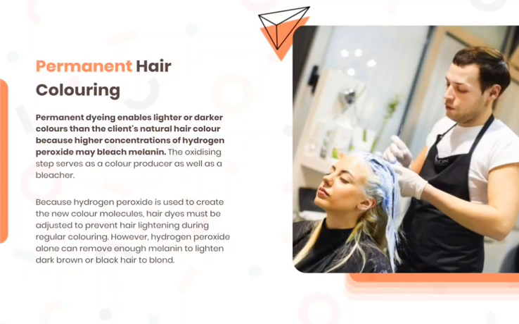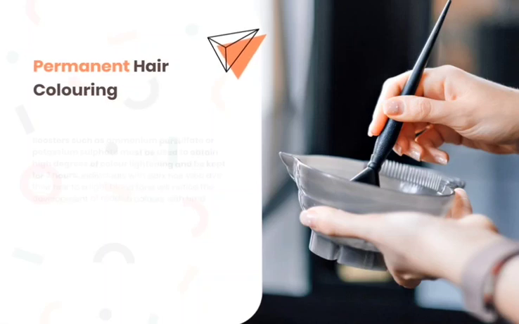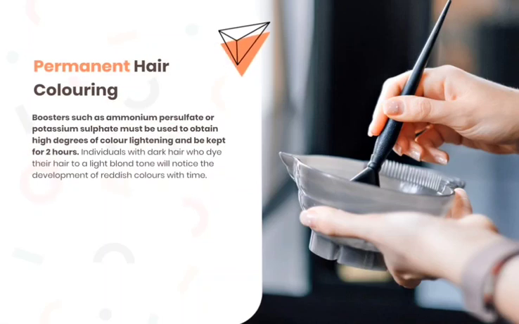Because hydrogen peroxide is used to create the new color molecules, hair dyes must be adjusted to prevent hair lightening during regular coloring. However, hydrogen peroxide alone can remove enough melanin to lighten dark brown or black hair to blonde. Boosters such as ammonium persulfate or potassium sulfate must be used to obtain high degrees of color lightening and be kept for 2 hours. Individuals with dark hair who dye their hair to a light blonde tone will notice the development of reddish colors with time.